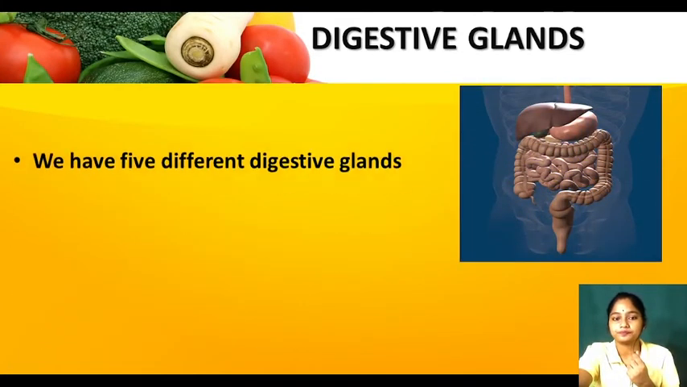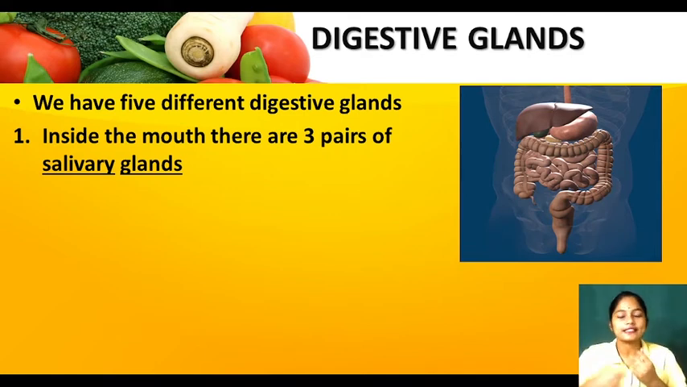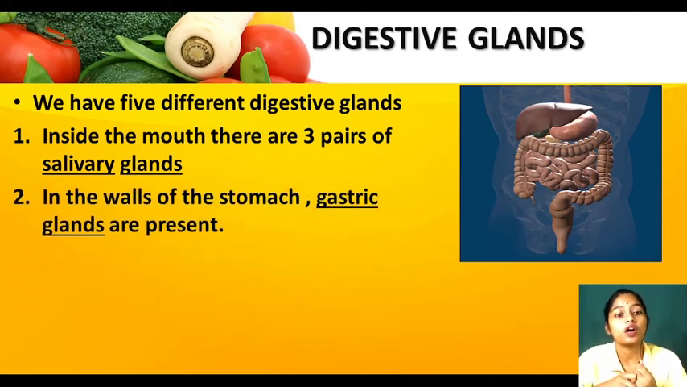See, look here. We have 5 different digestive glands. What are they? Inside the mouth there are 3 pairs of salivary glands which help in our digestion. They release certain enzymes or chemicals which help in our digestion. So inside our mouth 3 pairs of salivary glands, and in the walls of the stomach gastric glands are present.